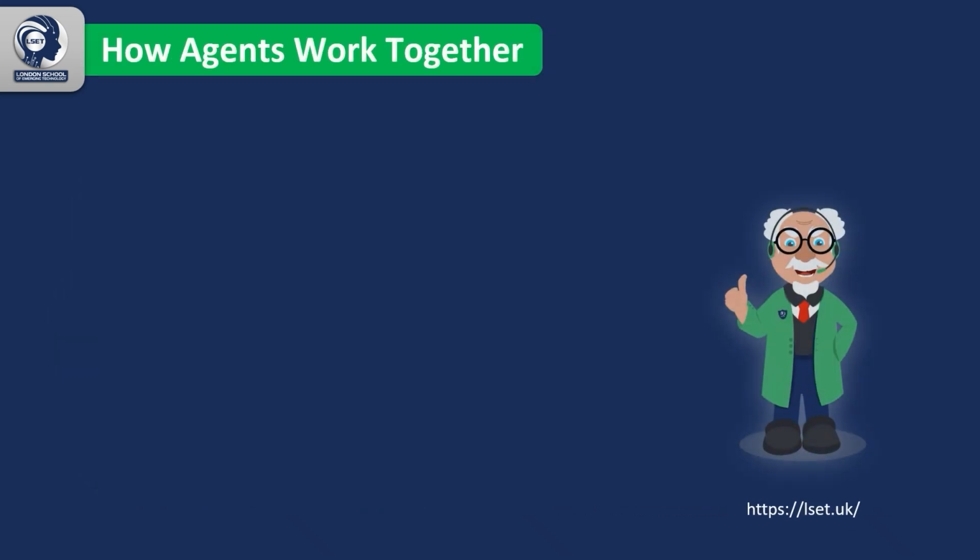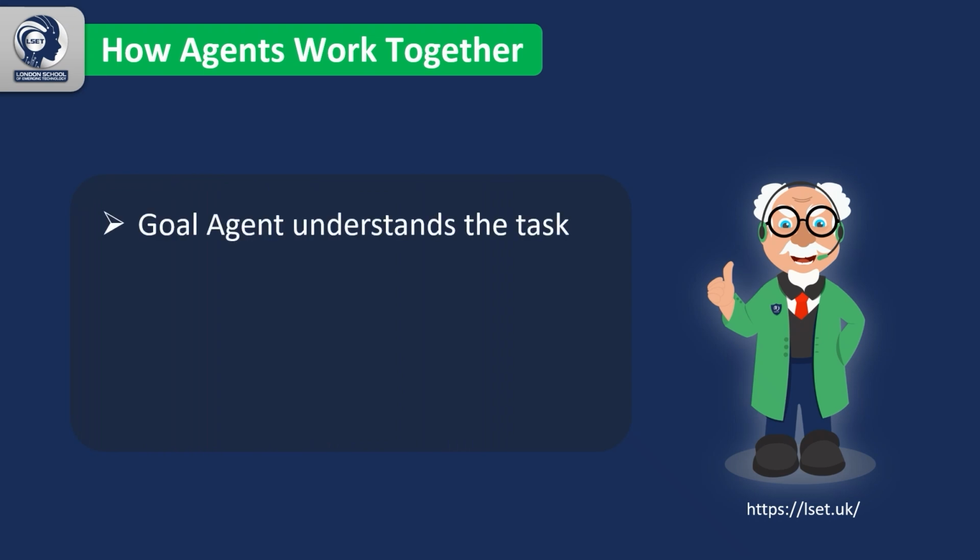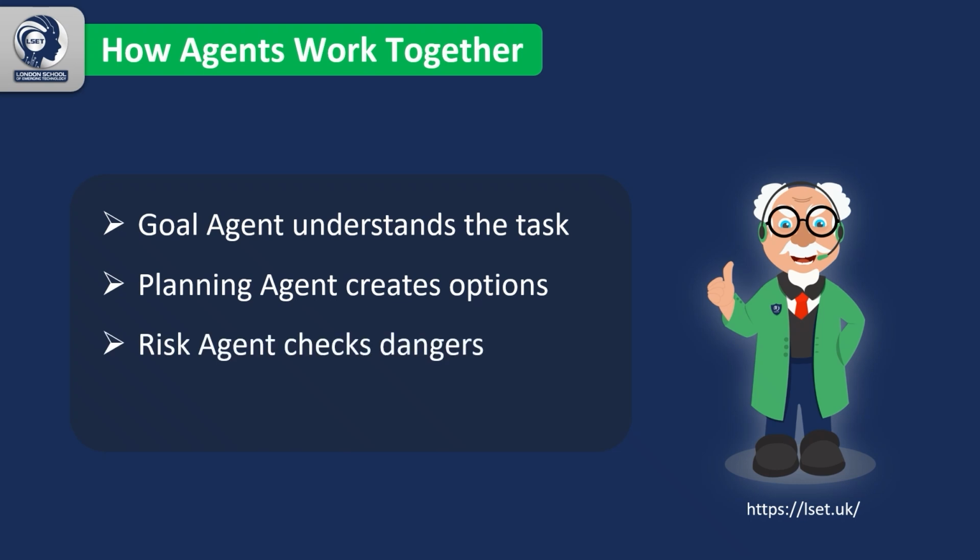Let us see how the agents work together as a team. First, the goal agent understands the task and what needs to be achieved. Next, the planning agent creates different possible options to reach that goal. Then, the risk agent checks for potential dangers or issues with each option. Finally, the review agent compares the options and selects the best plan. By working together in this way, the agents make stronger and more reliable decisions than a single agent could on its own.